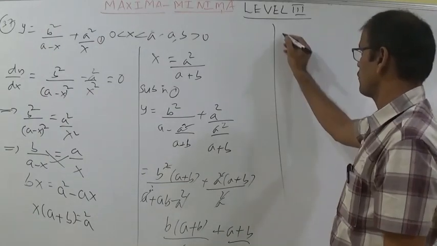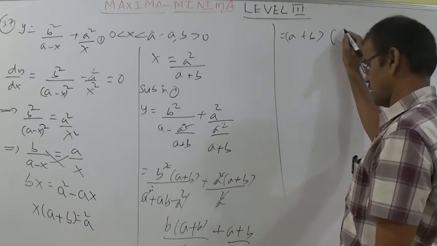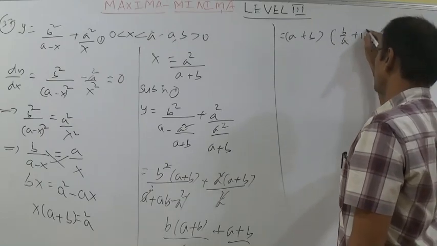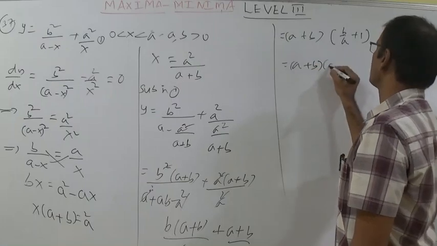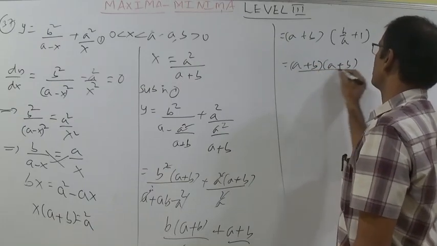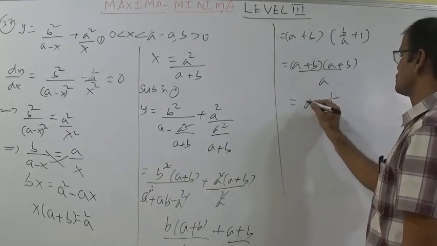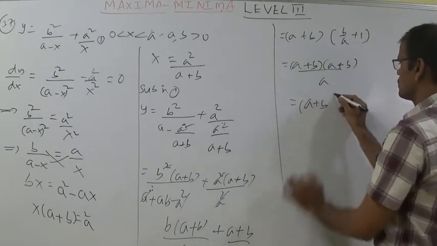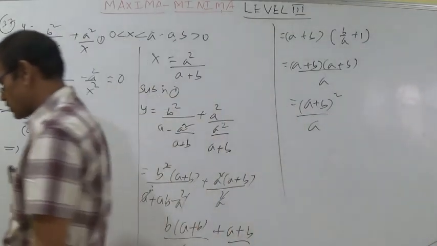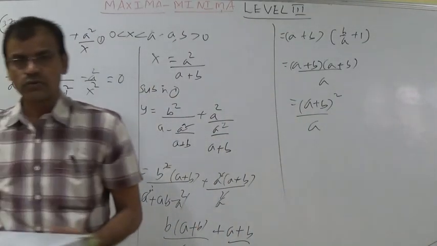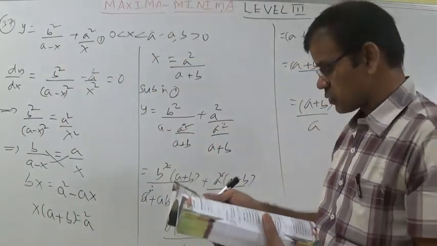Taking the common value (a plus b) in the numerator, we can write here b by a plus 1. That is equal to (a plus b) into, taking LCM here, (a plus b) by a, we can write here (a plus b) whole square whole by a. That is the minimum value of the given function. So that is the 7th question, the minimum value is here, 4th option, (a plus b) whole square by a.